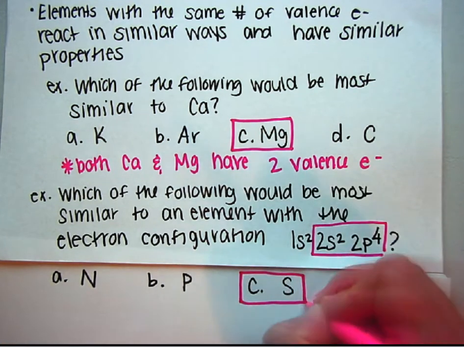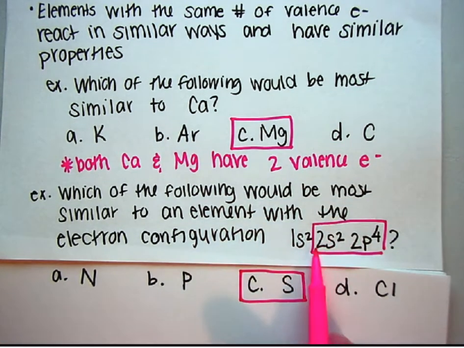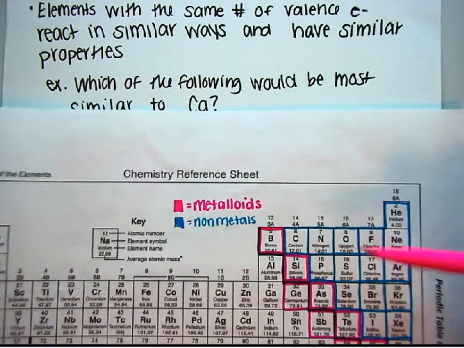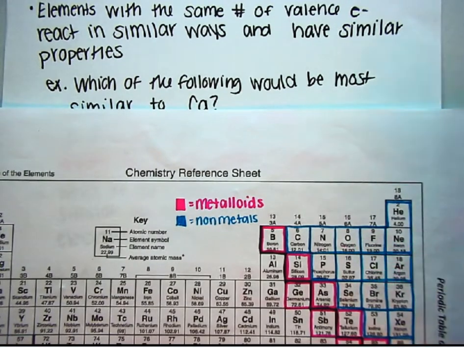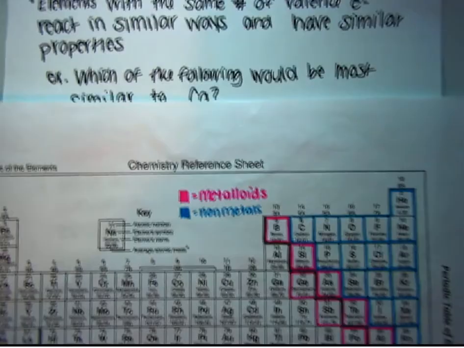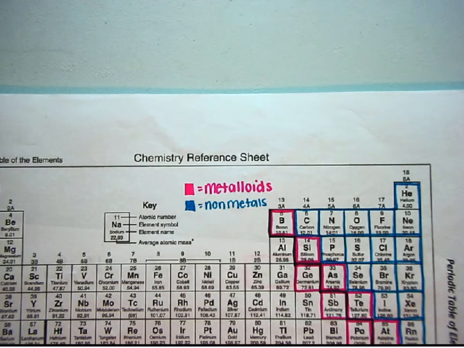The other way that you can do this is figure out which element you're given in the problem by counting the electrons. 2, 4, 8. An atom with 8 electrons would be oxygen. And now we can see oxygen and sulfur are both in column 6. Elements with the same number of valence electrons are the most similar.